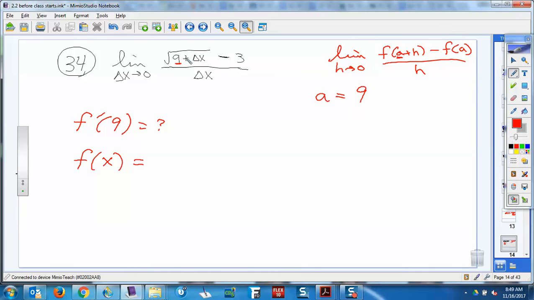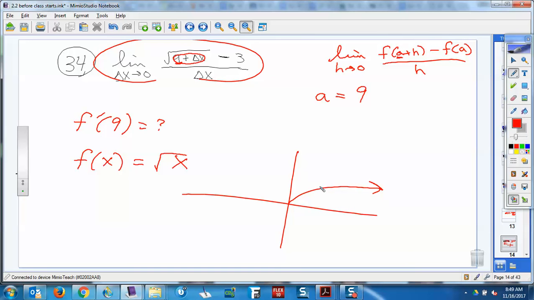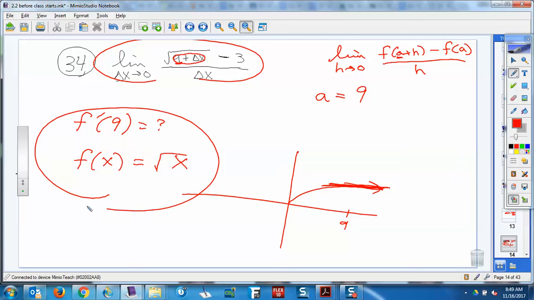Okay? So that tells me in this problem, this must be where the x was. So this function must have been, what did you say? Square root of x. So this problem right here was saying, take the square root of x function, which is the top half of a parabola, go out here to 9, and find that slope. Okay? Now, that was the first part. What they want you to do is identify what f of x was and identify what a was. So it's kind of like we're going backwards on that.